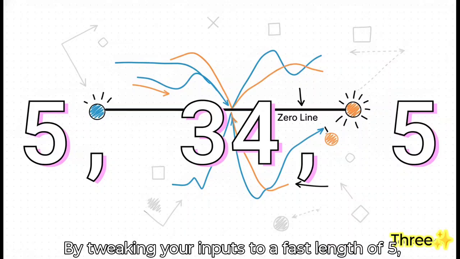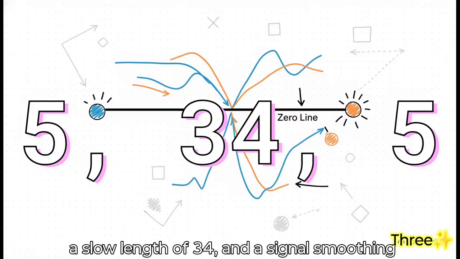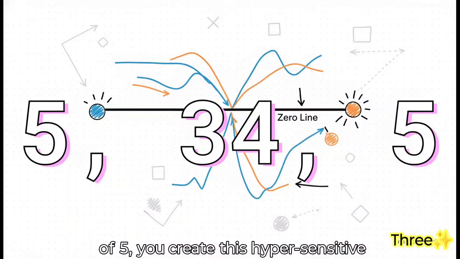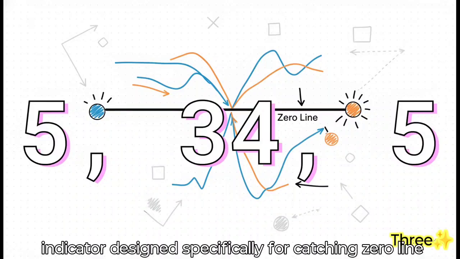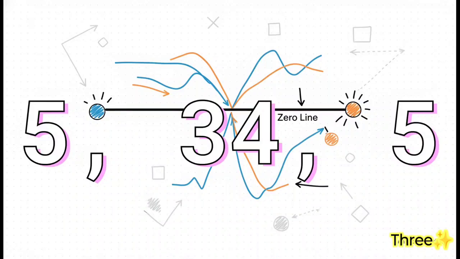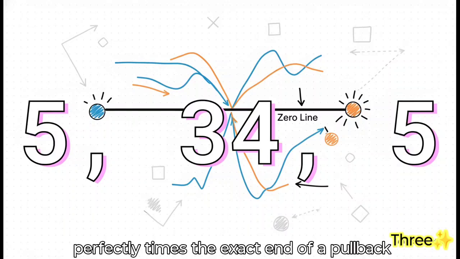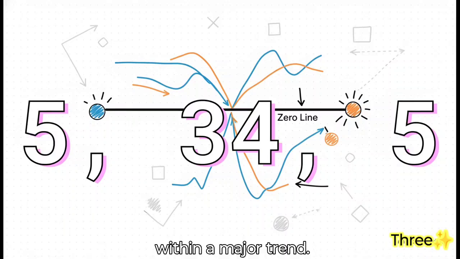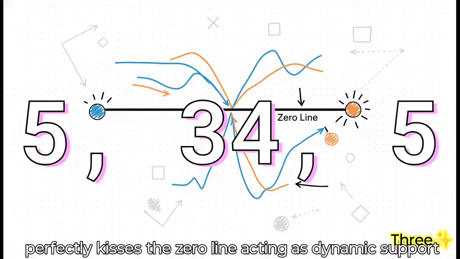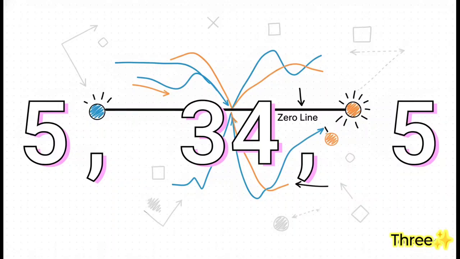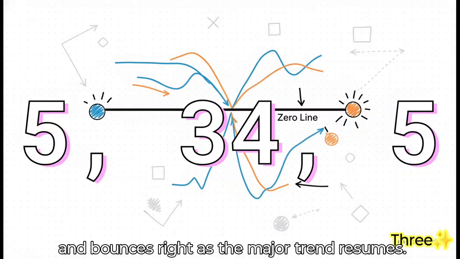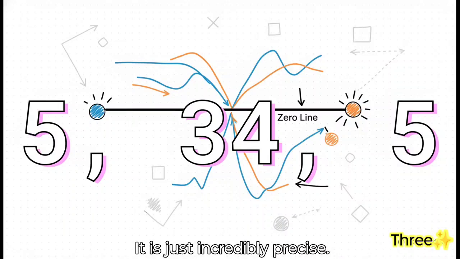By tweaking your inputs to a fast length of 5, a slow length of 34, and a signal smoothing of 5, you create this hypersensitive indicator designed specifically for catching zero-line reversals. This faster MACD perfectly times the exact end of a pullback within a major trend. So when the price pulls back, this custom MACD dips down, perfectly kisses the zero line acting as dynamic support, and bounces right as the major trend resumes. It is just incredibly precise.